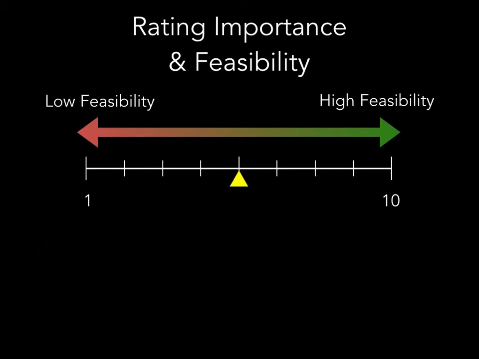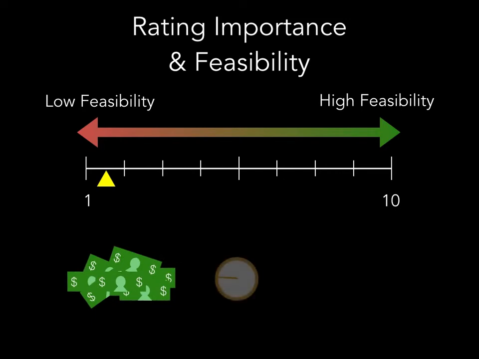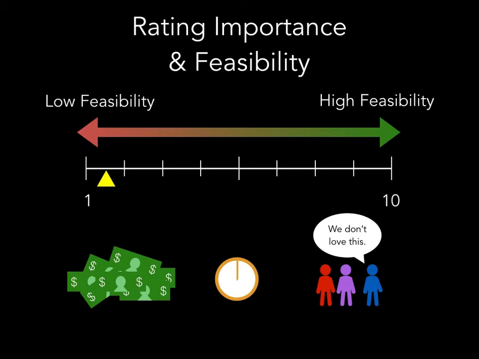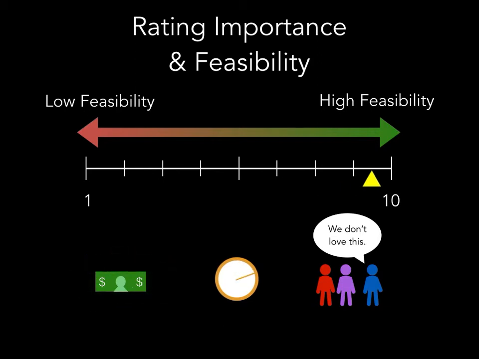Feasibility follows the same continuum as importance. Changes that rate closer to 1 are those that are very expensive, require too much time and energy to implement, or are not supported by students, staff, and others in the school community. Items that are high for feasibility, such as those that cost very little money, require minimal time to implement, and have lots of support in the community, will rate closer to 10.